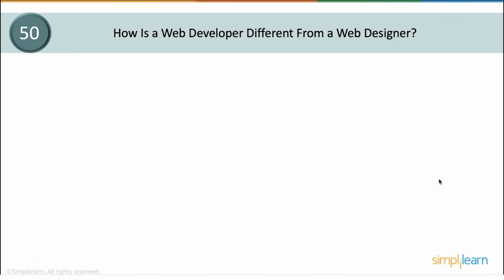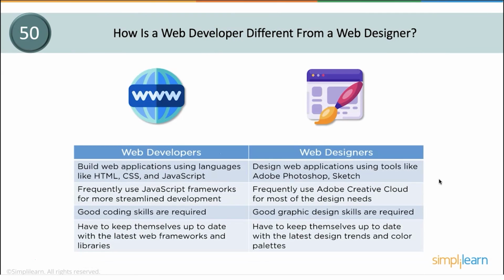How is a web developer different from a web designer? Certainly the web developer builds a web application using HTML, CSS and JavaScript. A web designer basically uses other tools like Adobe, Photoshop and other tools. So frequently you use a JavaScript framework for developing a web-based application which may be client-side and server-side. You really require good coding skills and you have to keep yourself updated with the latest frameworks which can create better effects in your code, whereas a web designer is focused only on trends, color, palettes and all. So a developer has a much better hand over the web designer.